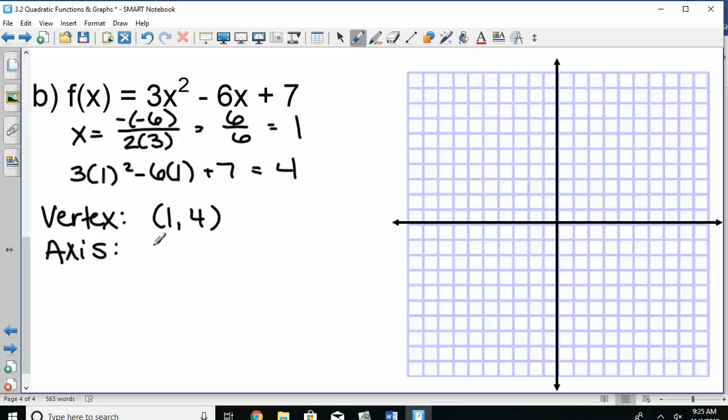Axis of symmetry, x equals 1. Y-intercept, if you plug in a 0 for all of your x's, what do you get out? 7. Or if you chose, you could write it as an ordered pair, 0, 7. Okay, so when you do your vertex, why do you use negative 6? I did the opposite of b. Oh, okay. So since b was a negative, it became positive. Other questions?